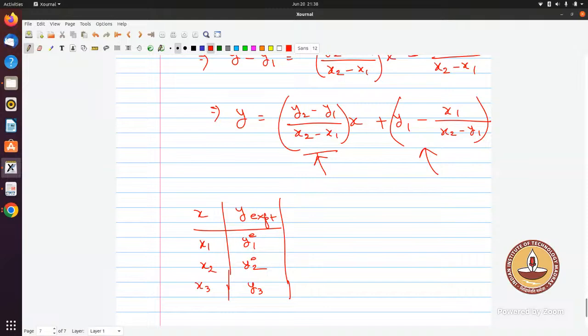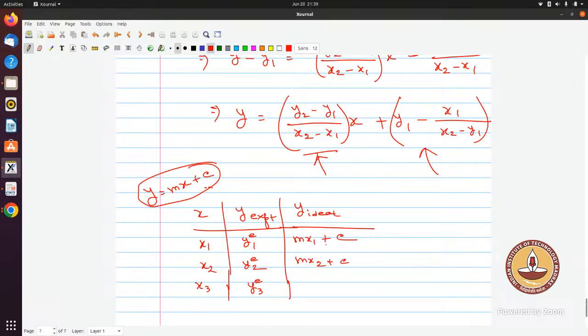So I will write E for all of these. Now you want to fit a straight line which supports your experiment. Suppose this is the straight line. So if this straight line fits your experiment, this should be the ideal value. By putting x1, this should be mx1 plus c. This is mx2 plus c. This is the ideal value. Ideally it should come, but in the experiment you are getting these three values.